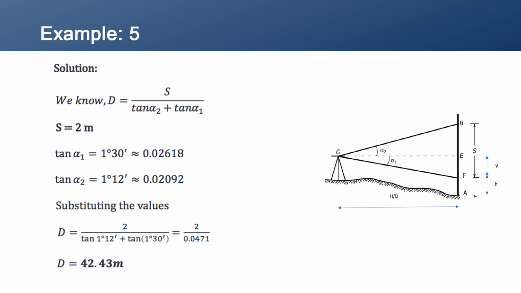Here, S, which is the difference in staff reading, is 2 meter. tan alpha 1 is equal to tan 1 degree 30 minutes, which is approximately 0.02618, and tan alpha 2, which is tan 1 degree 12 minutes, is approximately 0.02092. Substituting the values, we can get D is equal to 2 by 0.0471, which gives D is equal to 42.43 meter.